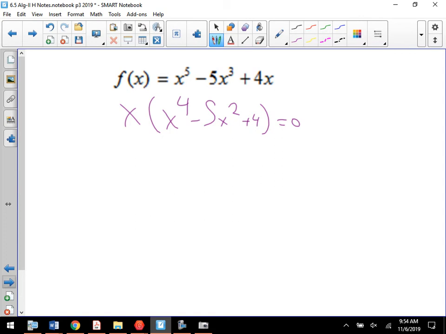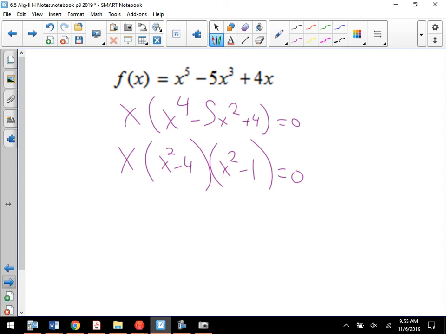Okay? So what times what is positive 4, and you add together to get negative 5? Negative 4, negative 1. Good. So now you have x squared minus 4, excuse me, and x squared minus 1. Now the reason it's x squared on both of those is because if you FOIL all that out, x squared times x squared has to get me to x to the 4th.